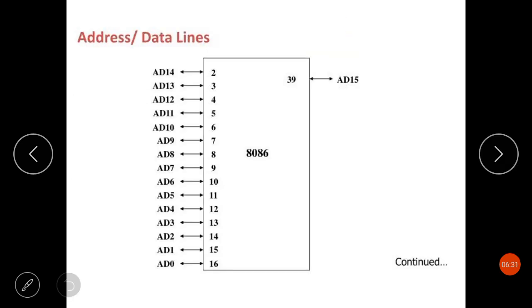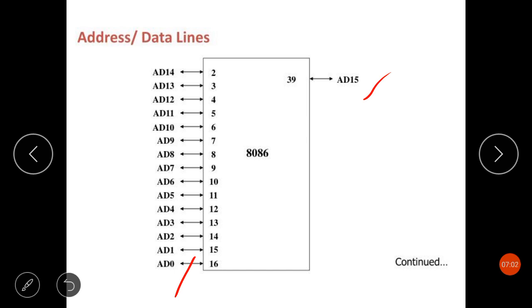The next pins are the address/data line pins, that is AD0 to AD15, from pins 2 to 16 and 39. These multiplexed address/data line pins act as the address bus during the first part of the machine cycle and as the data bus for the remaining part of the machine cycle.